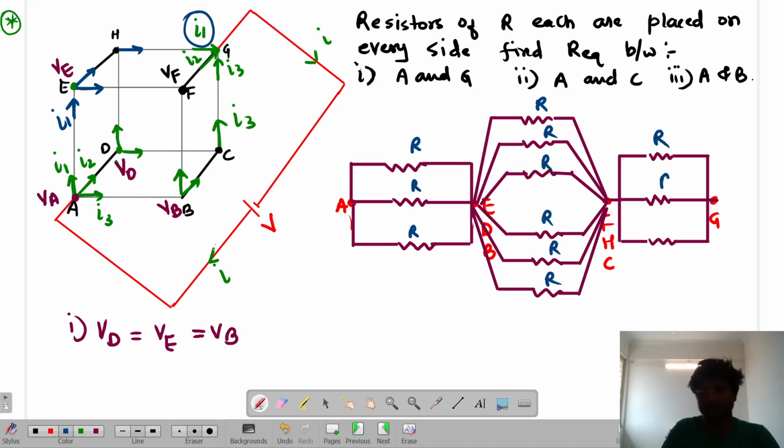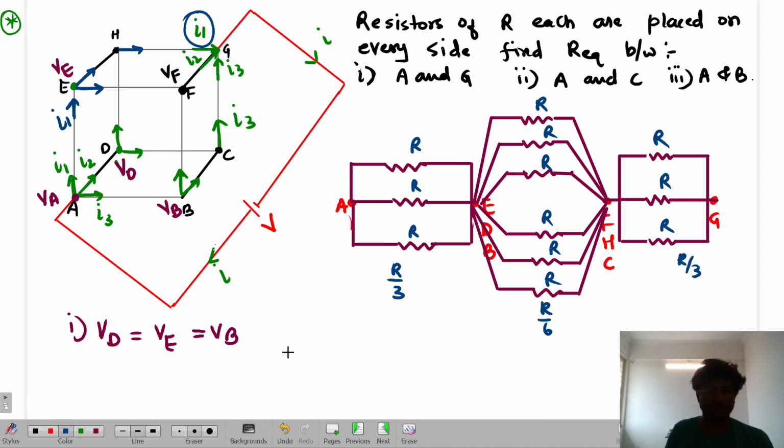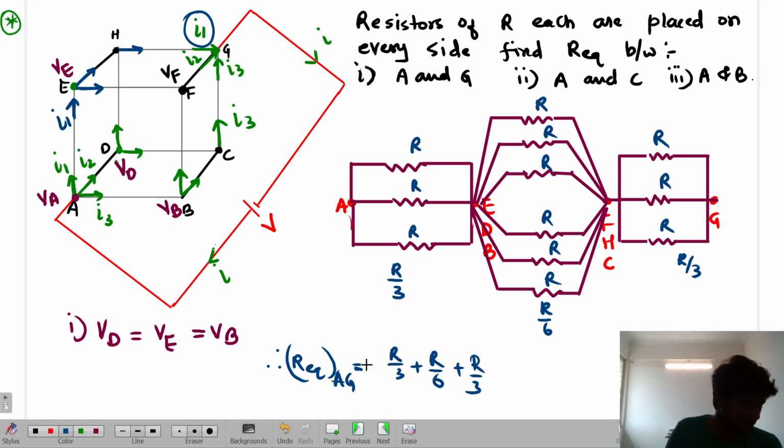Are you able to get me? So basically, this is how much? R by 3. This is how much? R by 6. This is R by 3. So therefore, the net R equivalent between A and G is how much? R by 3 plus R by 6 plus R by 3. Is that clear or not? So which is equal to how much? 5R by 6. Is that clear? Got it?